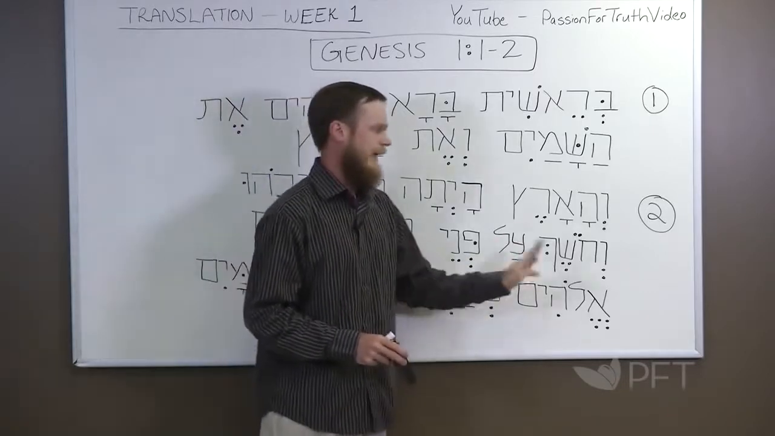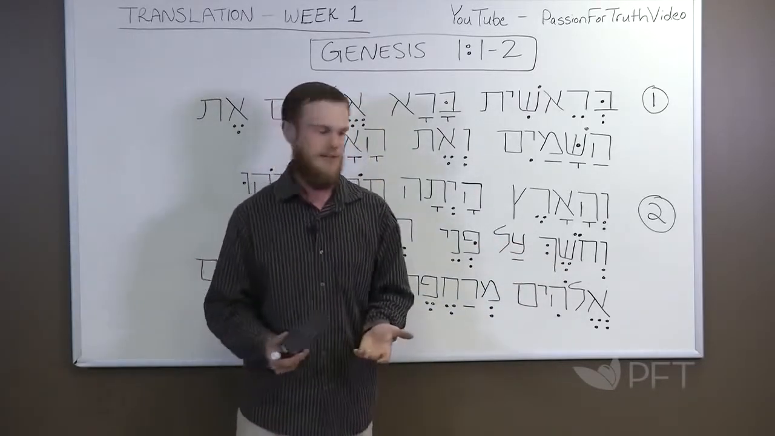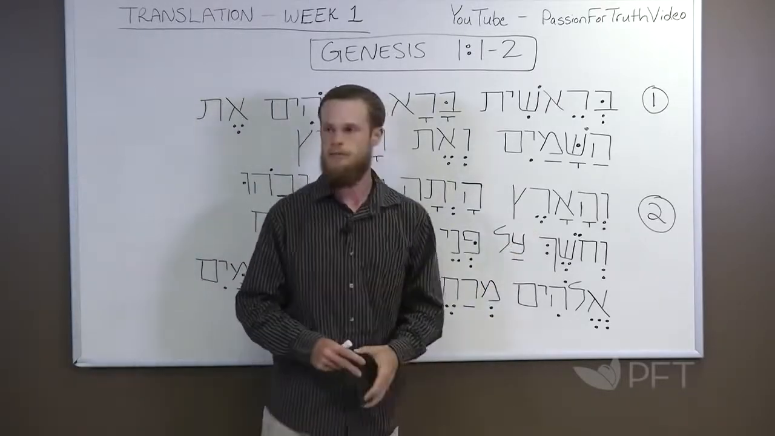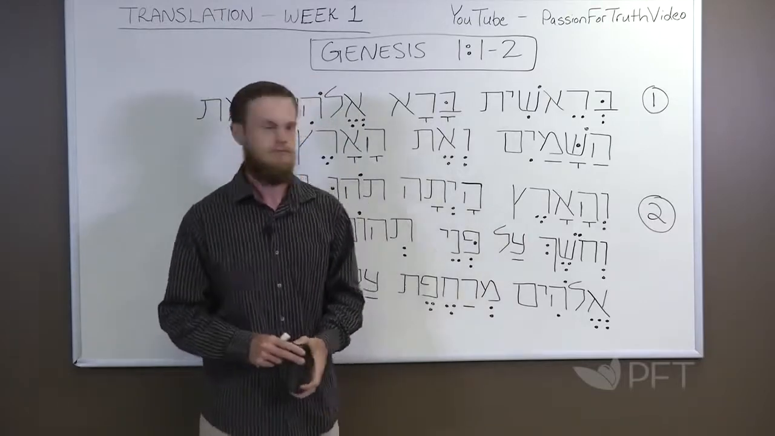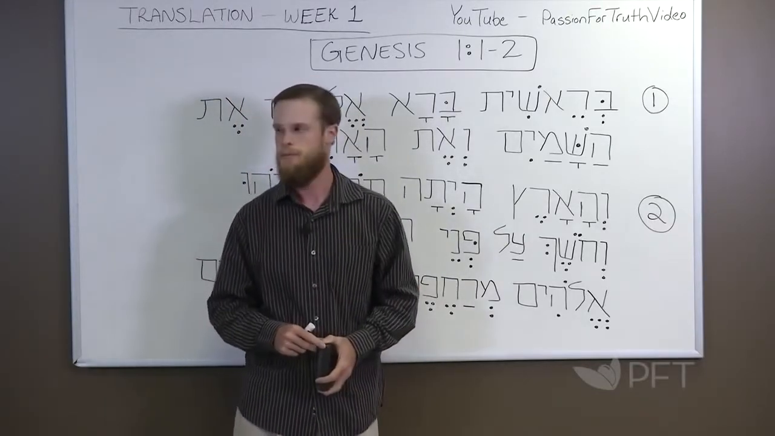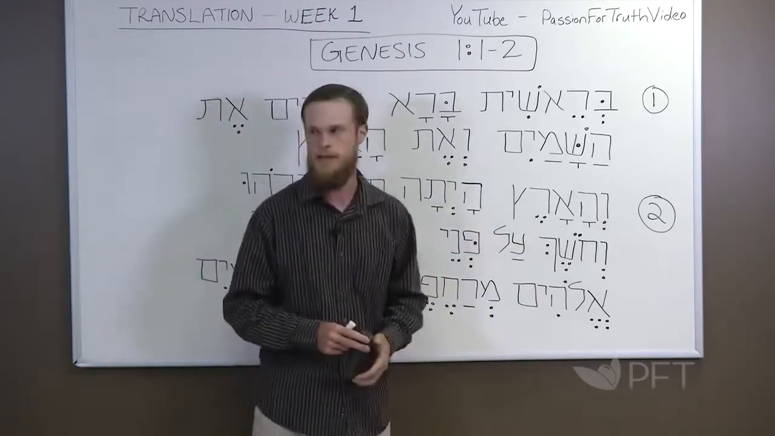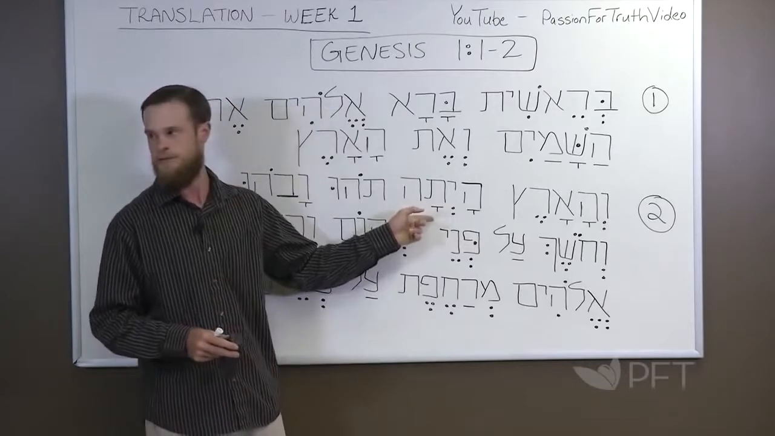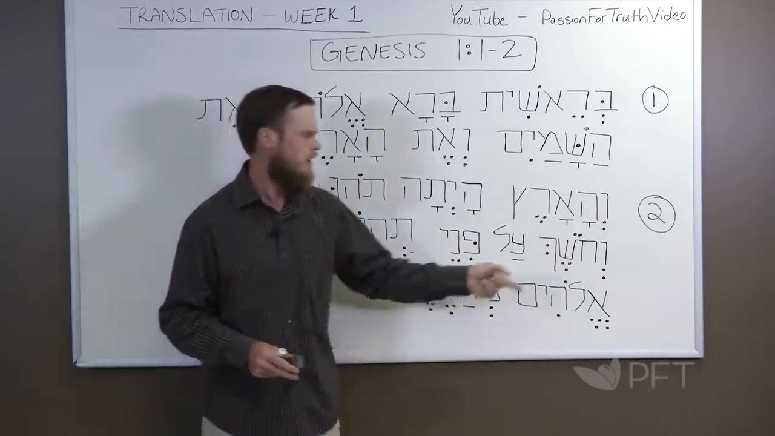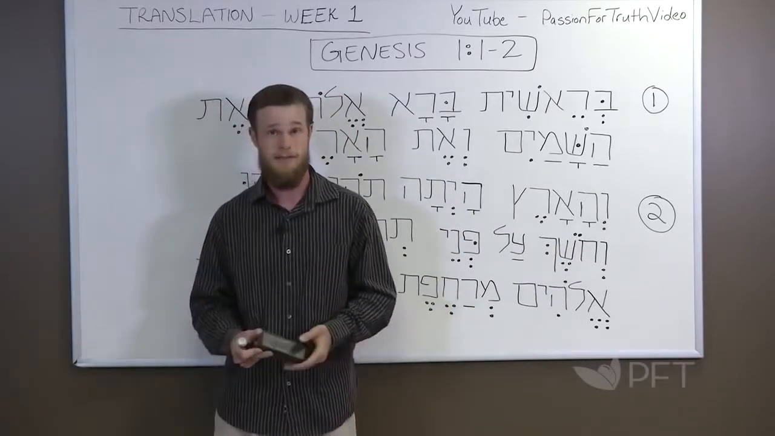Now, "and darkness upon" doesn't work, right? That doesn't make any sense. Usually we would say "and darkness is upon whatever comes next." That doesn't work here either, though, because we're talking in the past tense. We've got hayta right here. The earth was a wasteland and an empty place. Darkness is upon something. We're jumping tenses.